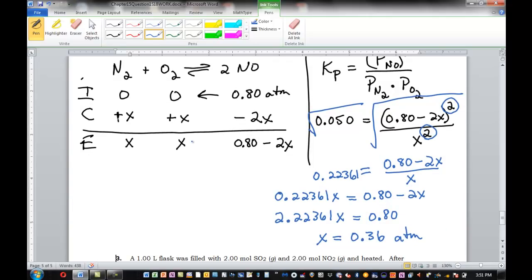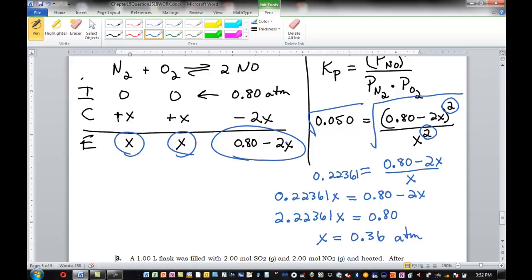Okay? So, N2 and O2, I think you got them. You might see that on the pre-lecture quiz. What about the pressure of NO at equilibrium? Yeah, 0.8 minus 2x. You have x. We've got to take 0.8 minus 2x and solve for that. All right.